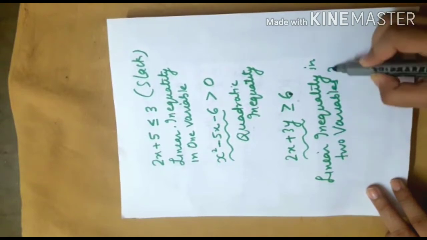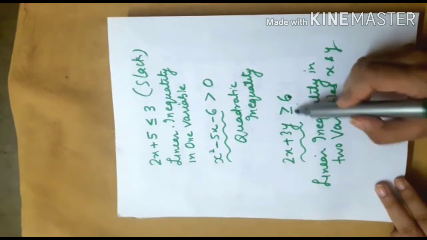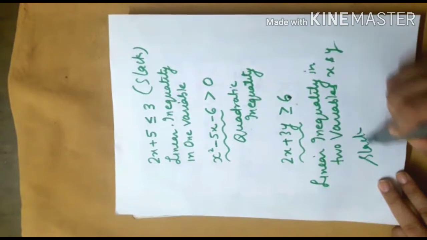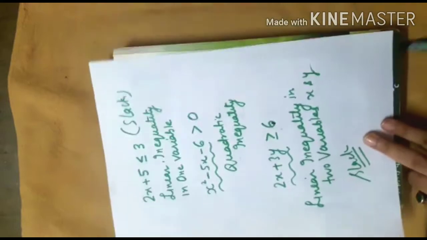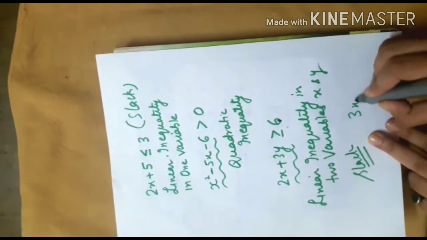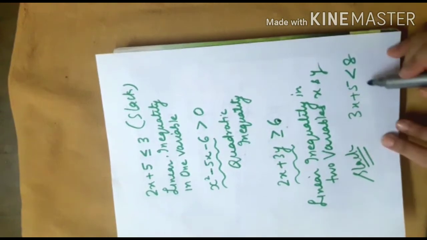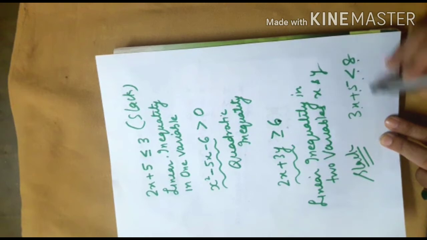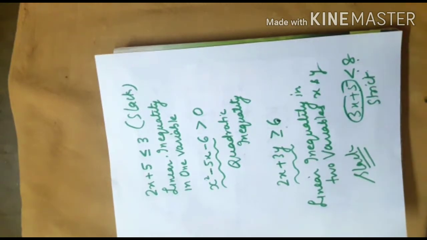And what are the variables? x and y. Yes. If I ask you, is this inequality strict or slack? Yes, it is slack, right? 3x plus 5 less than 8. Is it strict or slack? 3x plus 5 is strictly less than 8. So it is a strict inequality. It is a linear inequality in one variable.